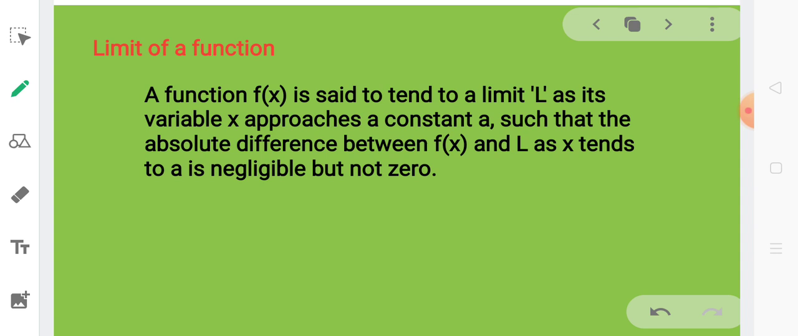A function f(x) is said to tend to a limit L as its variable x approaches a constant a, such that the absolute difference between f(x) and L as x tends to a is negligible but not 0. Now, as I have read the definition for limit, you may find it difficult to have a clear understanding of what this definition actually implies. So I think it will be easy for you once you go through one example, and then we can come back to this definition. So let me give you one example.